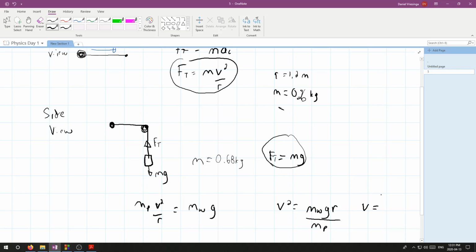I probably should have done this ahead of time, but 0.68 times 9.8 times the radius, which is 1.2 meters. I'll divide that by the mass of the puck, which is 0.26 kilograms. Hit equals, and then square root that answer. And the answer that comes up on my calculator is 5.5 meters per second. So there you go.